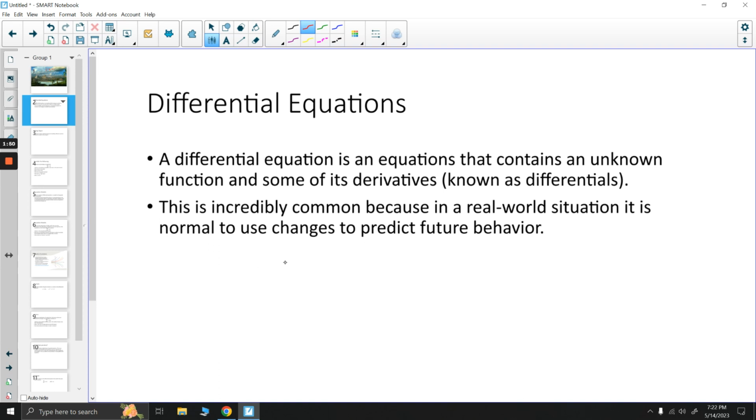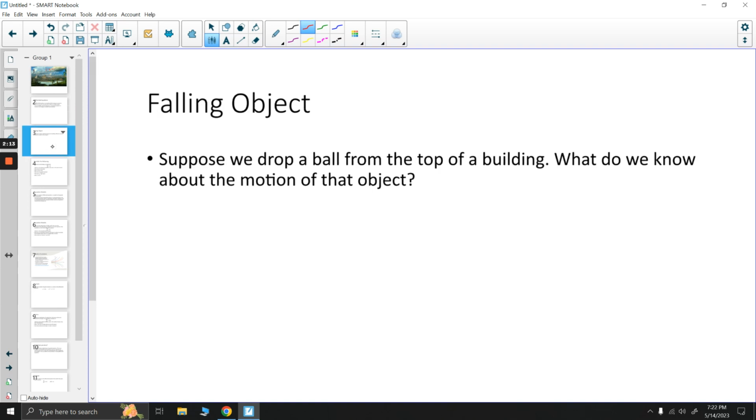So basically, again, a differential equation is an equation that contains an unknown function and some of its derivatives, known as differentials. It is incredibly common because, in real-world situations, it's normal to use changes to predict future behavior. And I think a good example of this is something nice and simple, a falling object. Suppose we drop a ball from the top of a building.